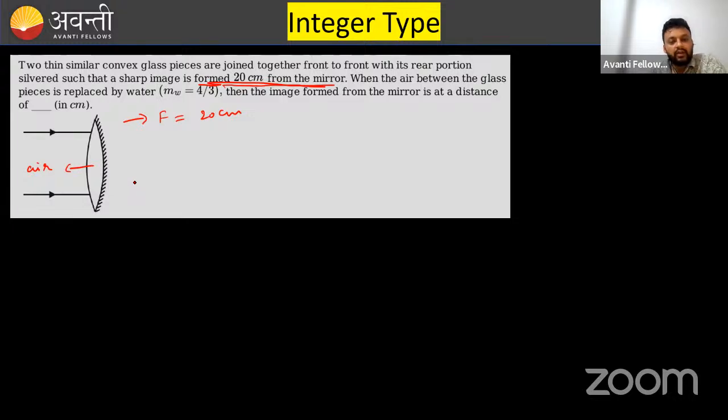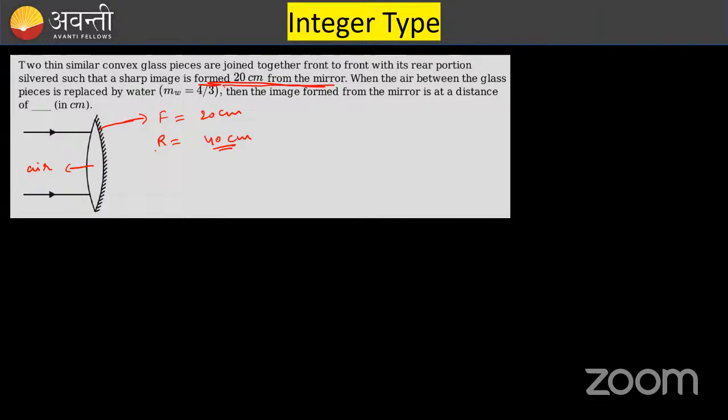Is it clear that for our silvered part, for this silvered surface, its focus is 20 centimeter and this is a concave mirror? If it is a concave mirror, its radius will be what? 40 centimeter. Up to here it is clear from the first statement. Now my ultimate aim, my final aim, is to calculate when water is filled, so it will become, behave as some part of it, as a lens and mirror.